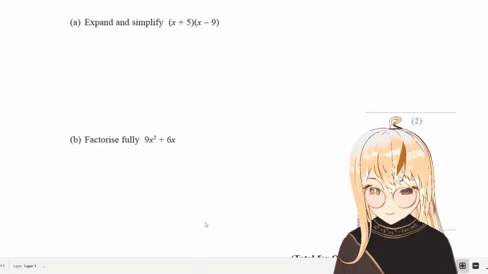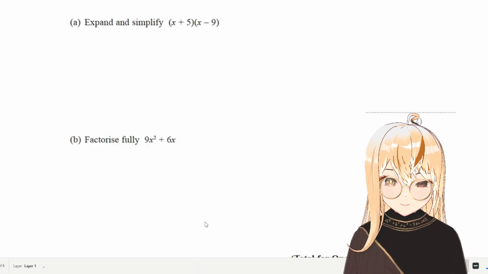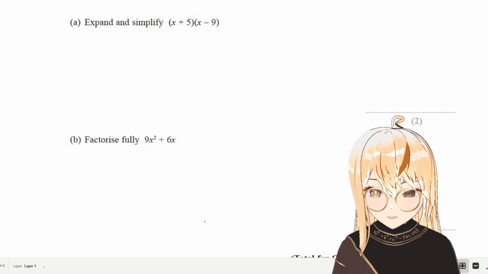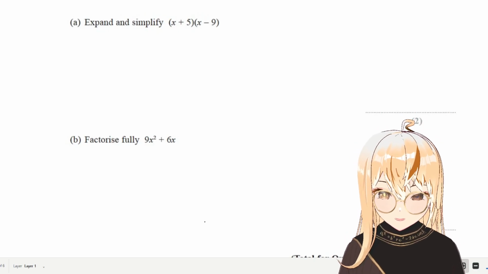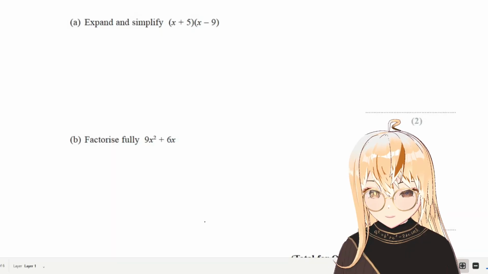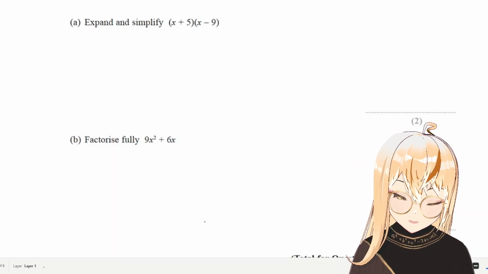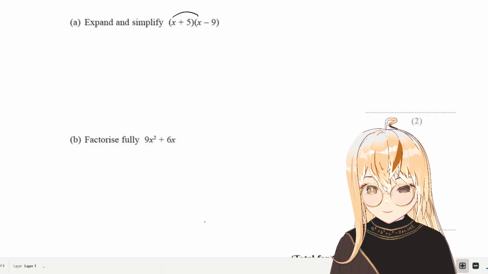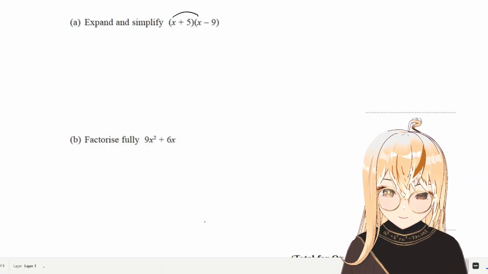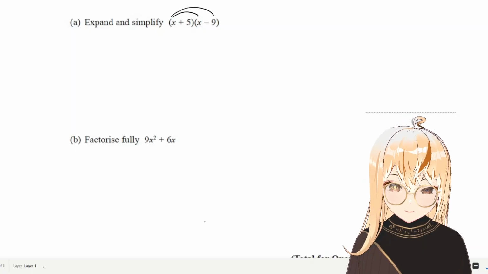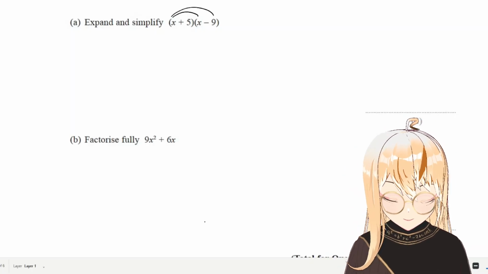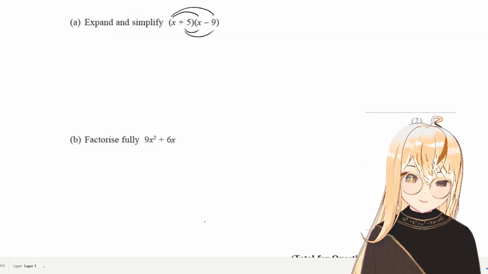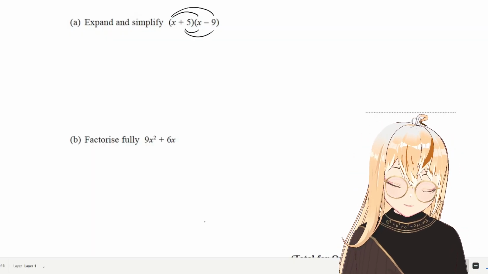Okay, on to our next question. We've got some double brackets here. And the way we expand these out is that we multiply the first term in the left bracket by the first term in the right bracket, like this. And then we would multiply the first term in the first bracket by the second term in the second bracket. Then we would do the second one in the first one by the first one in the second one. Yeah, I think you get it. So it'd be better if I just wrote it actually.